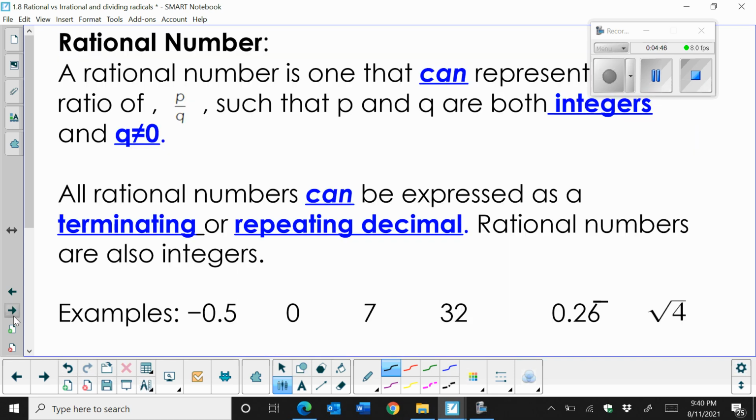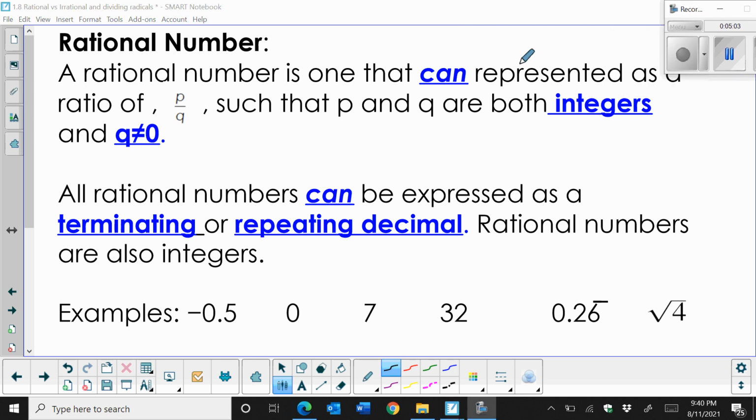Okay, so let's look at the definitions. On your notes, you have these definitions with blanks where the blue words are. So I want you to fill it in. Okay, a rational number is one that can, C-A-N, can be represented as a ratio, P over Q. So it can be written as a fraction.